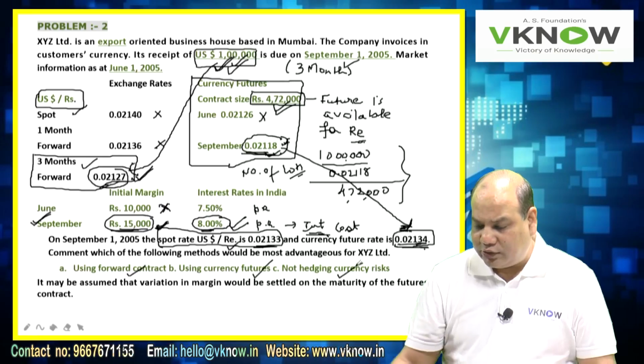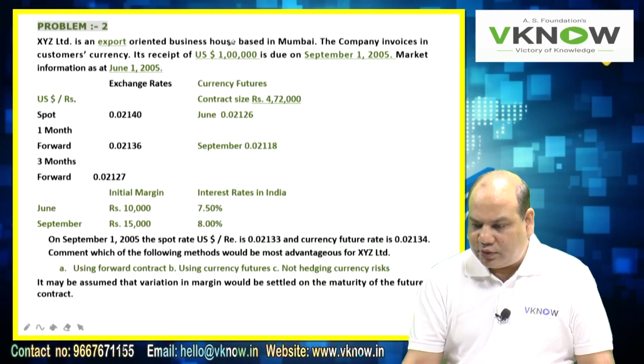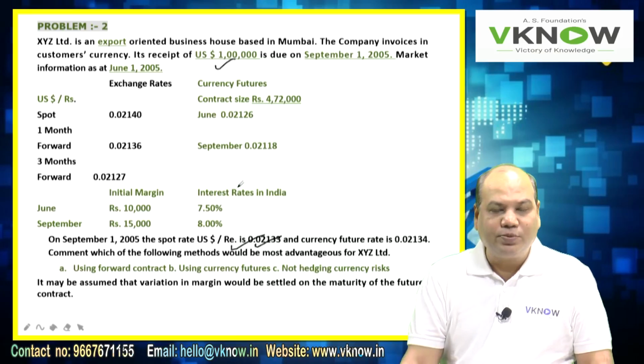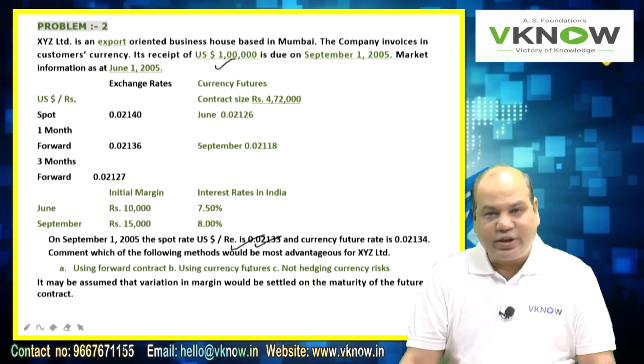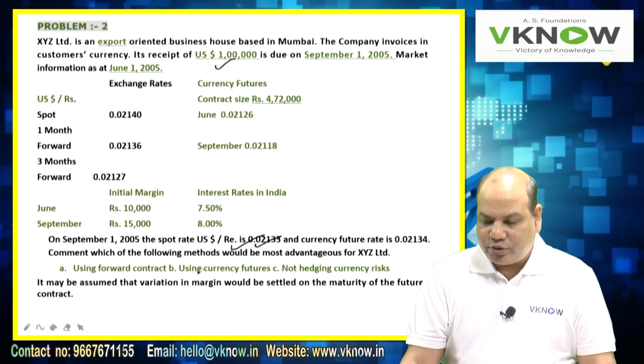And not hedging currency risk simply means you will just receive $1 lakh and you convert at the spot rate on maturity. That is your answer under not hedging the risk. This is a problem of exporter. The objective is inflow maximization. So that alternative which gives me higher inflow in rupees will be the most advantageous.